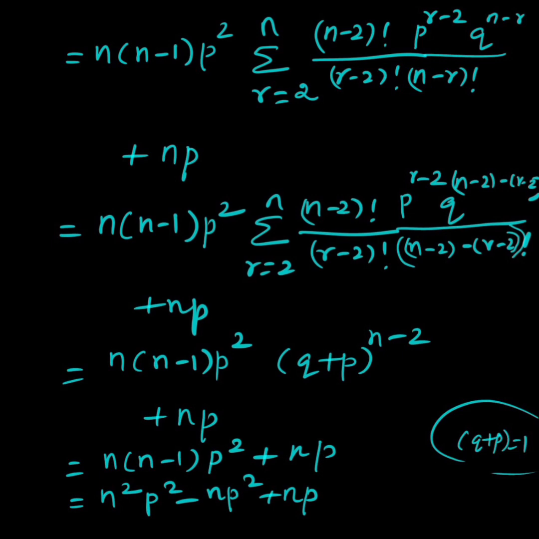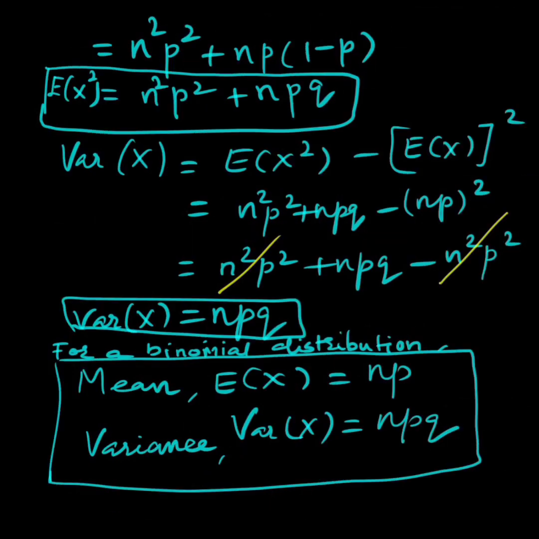So finally we have the next step, and compared with the previous binomial expansion formula, it is simply equivalent to q plus p the whole power n minus 2. Hence we have n into n minus 1 p square into q plus p the whole power n minus 2, plus np. We know p plus q is 1, therefore simplification gives n into n minus 1 p square plus np, expanding n square p square minus np square plus np. Combining the second and third terms, we get np into 1 minus p, and the first term is already n square p square. 1 minus p is nothing but q, therefore E of x square is finally derived as n square p square plus npq.